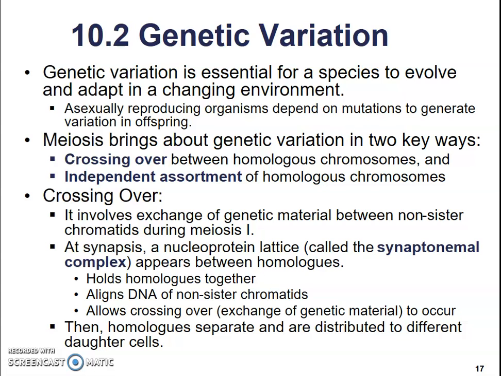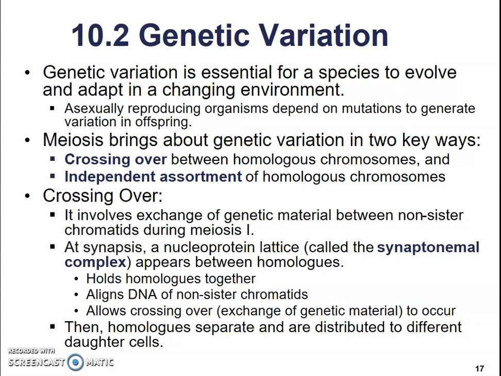Asexual reproducing organisms depend on mutations to generate variation in offspring, while sexually reproducing organisms bring two organisms together and get DNA from both of them. So by definition, you're going to get some variability there.